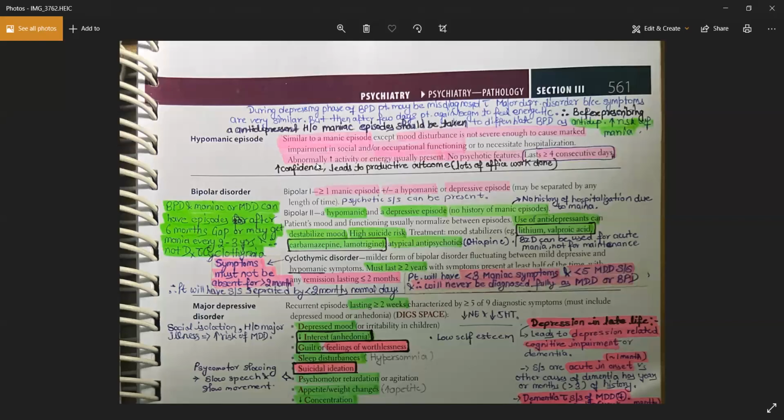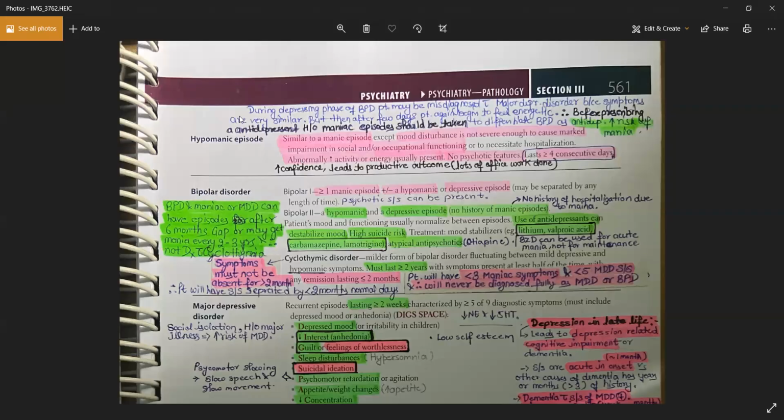They will have this increased activity and decreased sleep. In that duration, they will finish their pending work. They will work on their hobbies. They will discover something like that. So basically the hypomanic episode is very beneficial to the patient, you can say. It leads to a productive outcome for the patient.